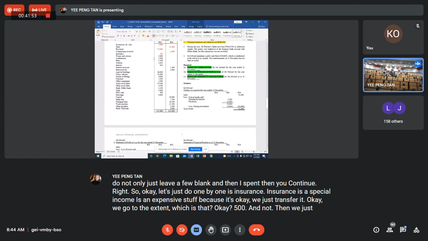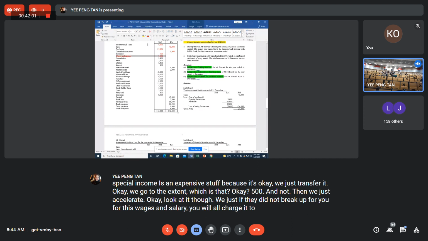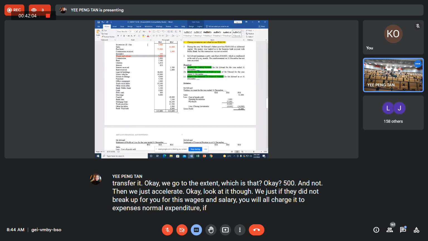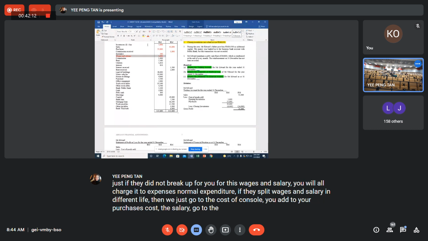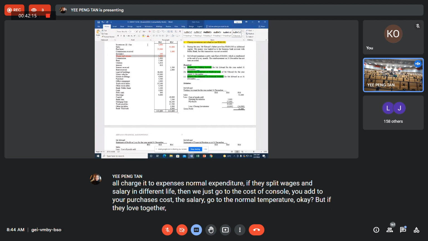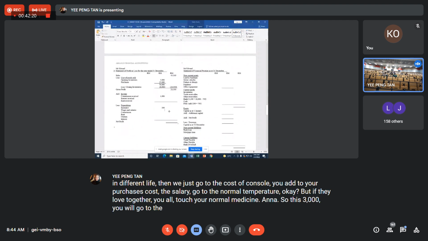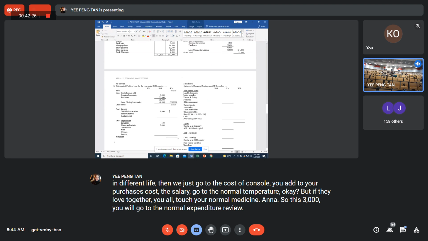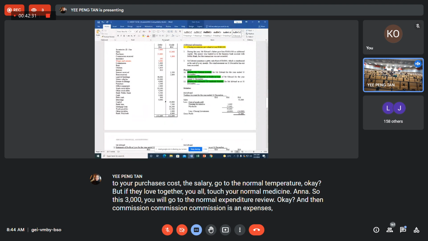And then wages and salary. Okay, look at it now. Wages, if they did not break up for you this wages and salary, you will all charge it to expenses, normal expenditure. If they split wages and salary in different lines, then wages will go to the cost of goods sold. You add to your purchases cost. The salary you go to the normal expenditure. But if they lump up together, you all charge the normal expenditure. So this 3,000 you will go to the normal expenditure. Okay, and then commission is an expense. Okay, 1,100.